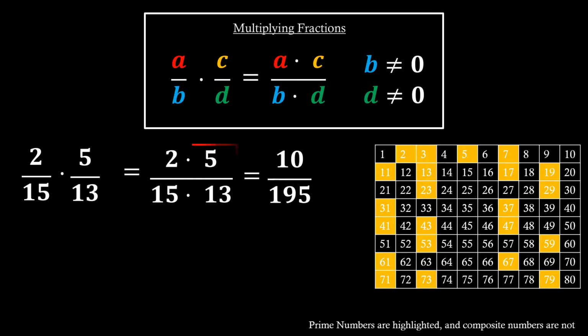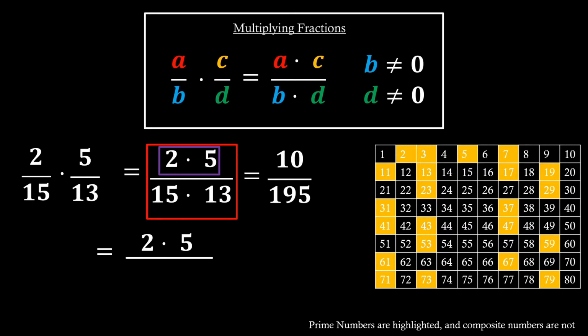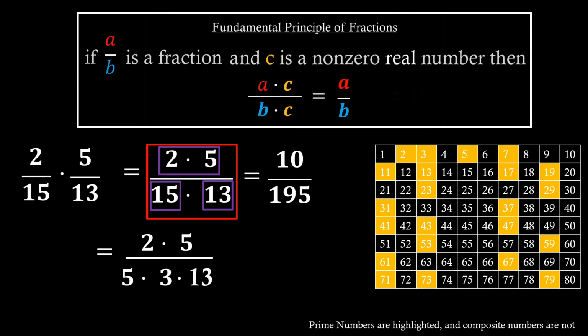Now, looking at the numerator, we can see that both 2 and 5 are prime numbers, so we'll leave it as is. However, in the denominator, 15 is a composite number and can be expressed as 5 times 3. 13, on the other hand, is a prime number, so we can just leave it as is. At this point, if we use our understanding of the fundamental principles of fractions, we can simplify the fraction by canceling the 5's. So we're left with 2 over 39, which is the simplified fraction of 10 over 195.